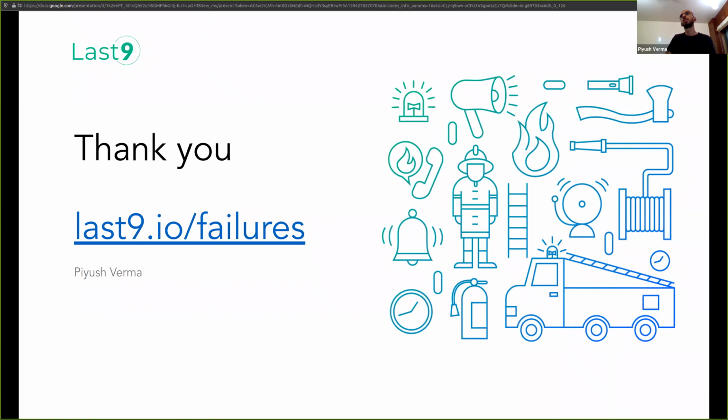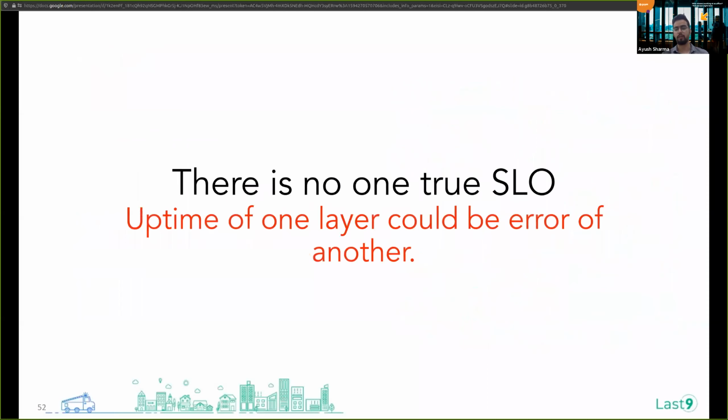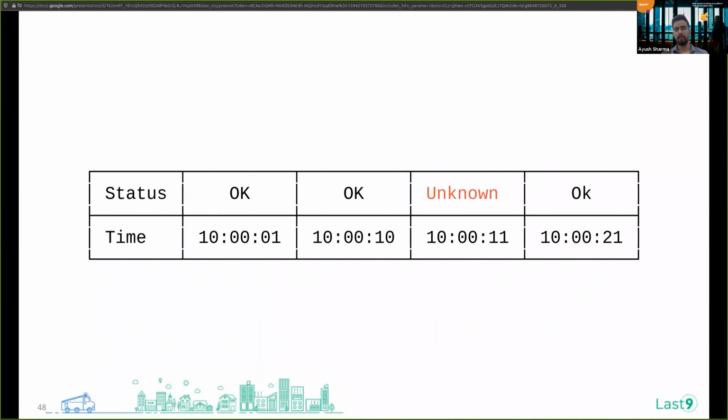Okay. I think you've left a lot of us scratching our heads, Piyush, on how exactly this works. So we have a couple of questions. Vamsi is asking, what is the unknown which you showed? Is it that the request is still processing, or the status unknown?